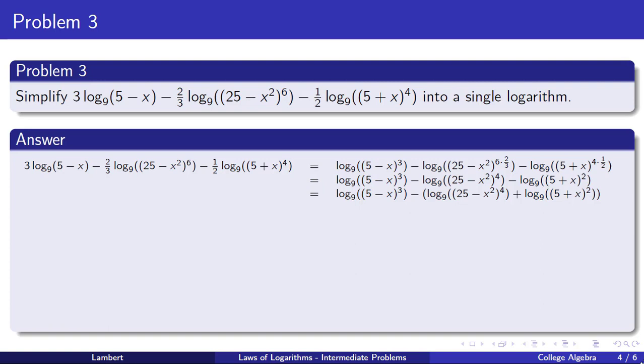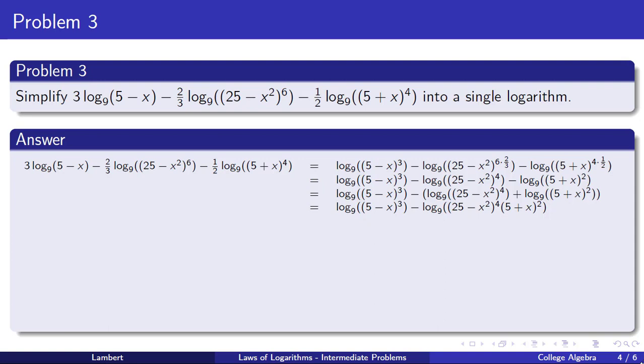Now, we can use our product rule for logarithms in those last two terms because you see that plus symbol right there between the log base 9 of 25 minus x squared to the fourth and that log base 9 of 5 plus x, that quantity squared. So combining those into a single logarithm, you get log base 9 of 5 minus x, the quantity cubed, just remains the same, minus, and that becomes a single logarithm, so the log base 9 of the quantity 25 minus x squared raised to the fourth times the quantity 5 plus x squared.